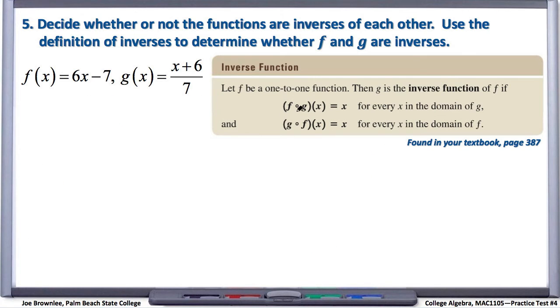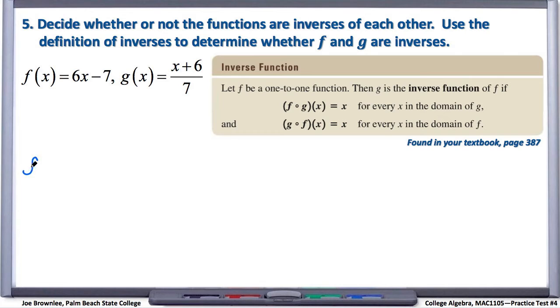So again, we're going to compose f of g of x, meaning we're going to take the g function and plug it into the f function anywhere we see an x. We're going to simplify, clean it up, and hopefully we end with just a simple x. If we do, then we can compose g of f of x, meaning take the f function and plug it into the g function, clean it up, and see if we get x. So let's see what happens.